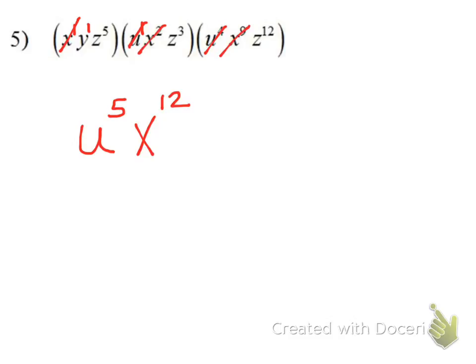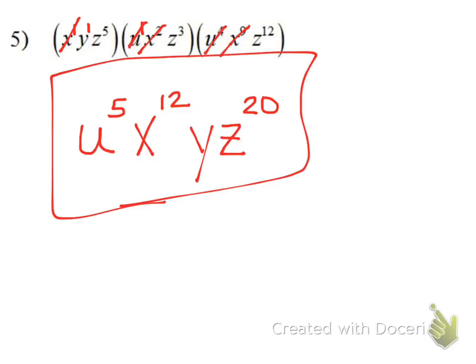I just have y to the first, right? That's the only place I have a y. So you can just write y or y to the first. That's fine. And then you have z to the 5th, z to the 3rd, z to the 12th. Z to the 20th. Very good. Raise your hand if there's anything you'd like to discuss from that first page of your notes.